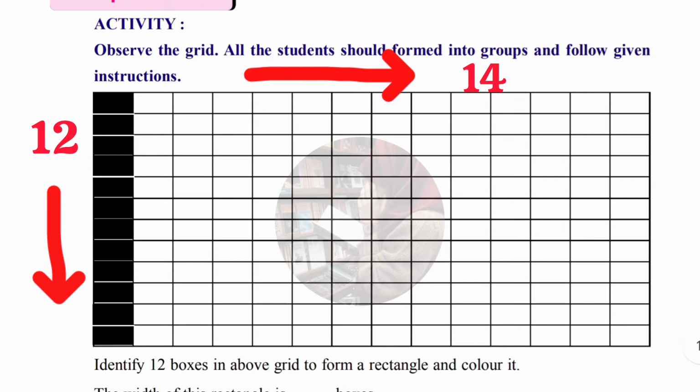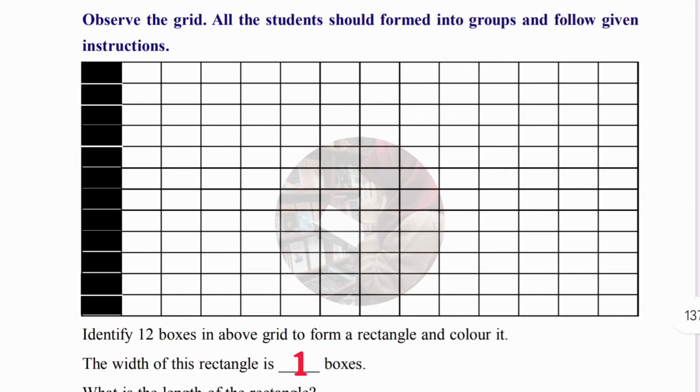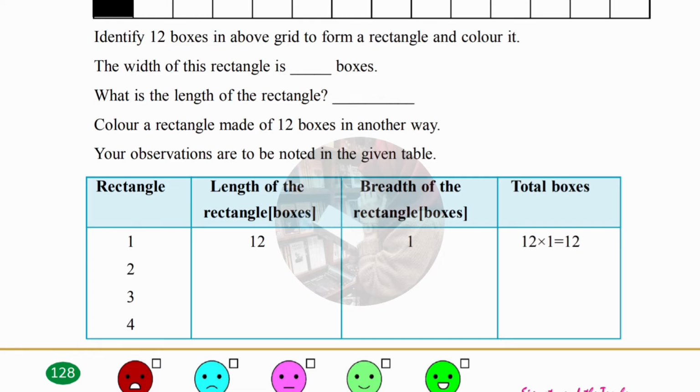So the first question is, identify 12 boxes in the above grid to form a rectangle and color it. Here in this grid they have colored it in black. There are 12 boxes, and you can see this is in the form of a rectangle. Now the next question: the width of the rectangle is dash boxes, one box. Next question, what is the length of the rectangle? So the length of the rectangle is 12 boxes.